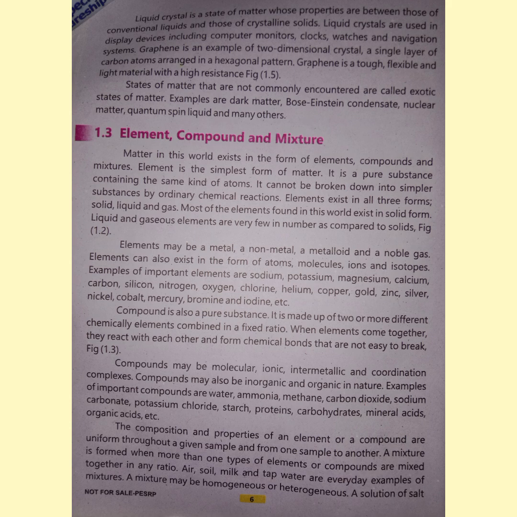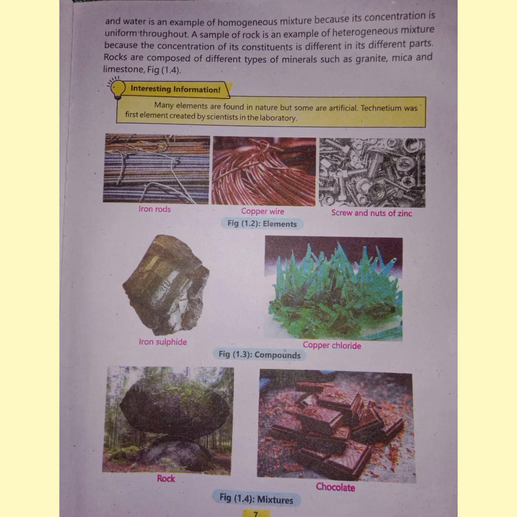A mixture is formed when more than one type of element or compound are mixed together in any ratio. Air, milk, and tap water are everyday examples of mixtures. A mixture may be homogeneous or heterogeneous. A solution of salt and water is an example of a homogeneous mixture because its concentration is uniform throughout. A sample of rock is an example of a heterogeneous mixture because the concentration of its constituents is different in different parts. Rocks are composed of different types of minerals such as granite, mica, and limestone.